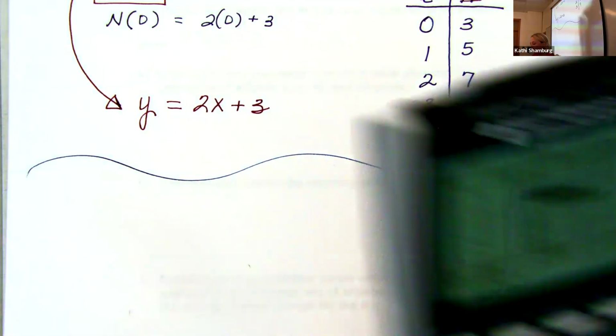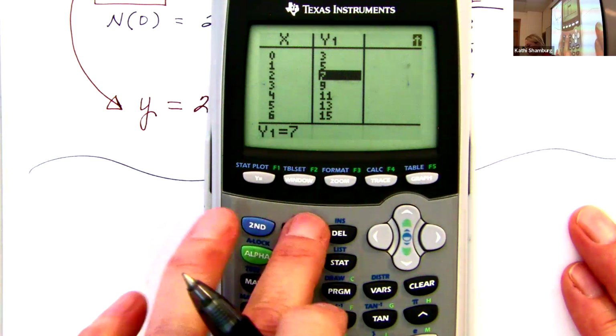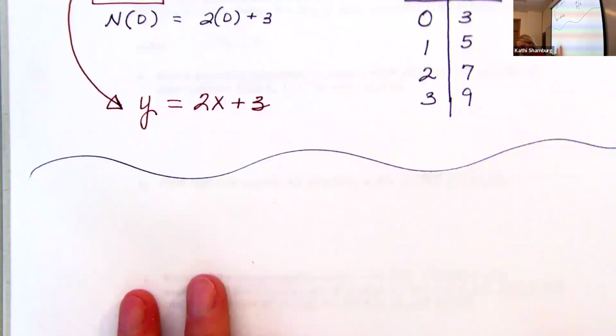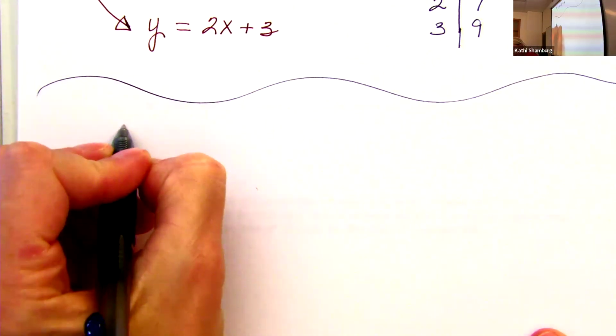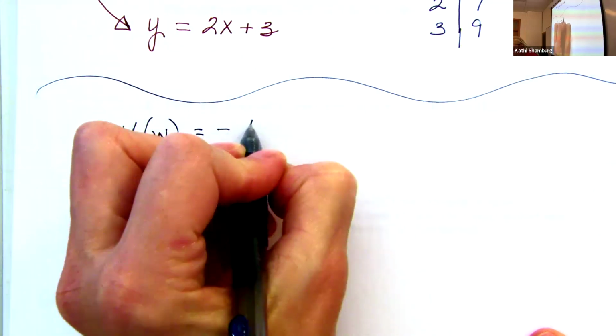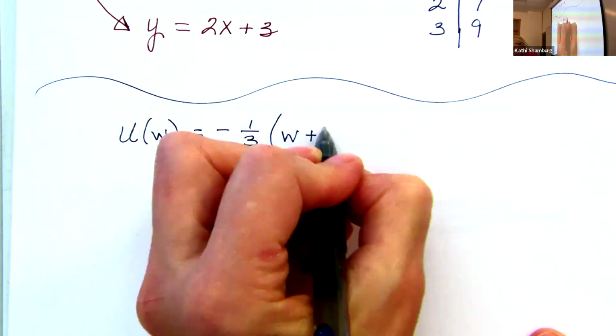Okay, all right, we're just going to leave that in there for right now. All right, so do second quit. So that equation is still in there. Okay, all right, now I'm going to do a second equation. Let's say we had U at W equals -1/3, open parentheses, W plus 1.